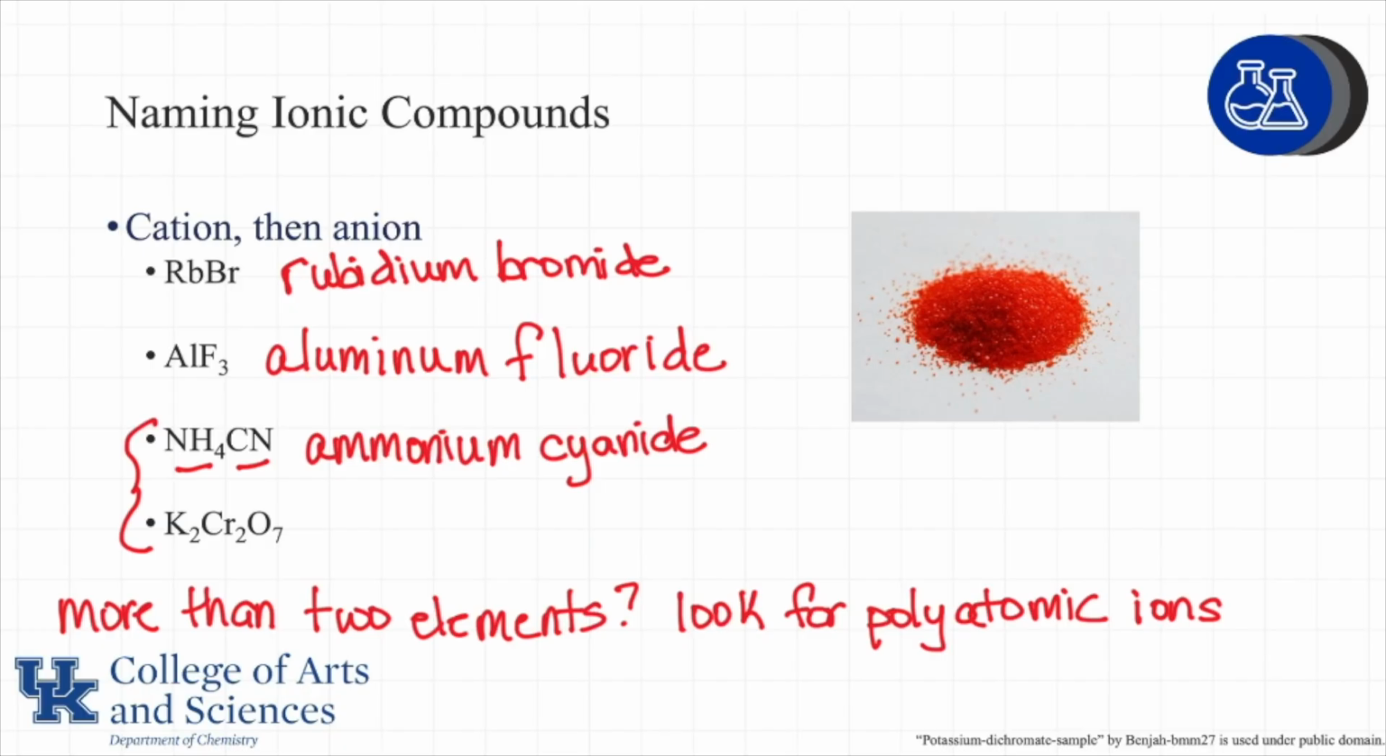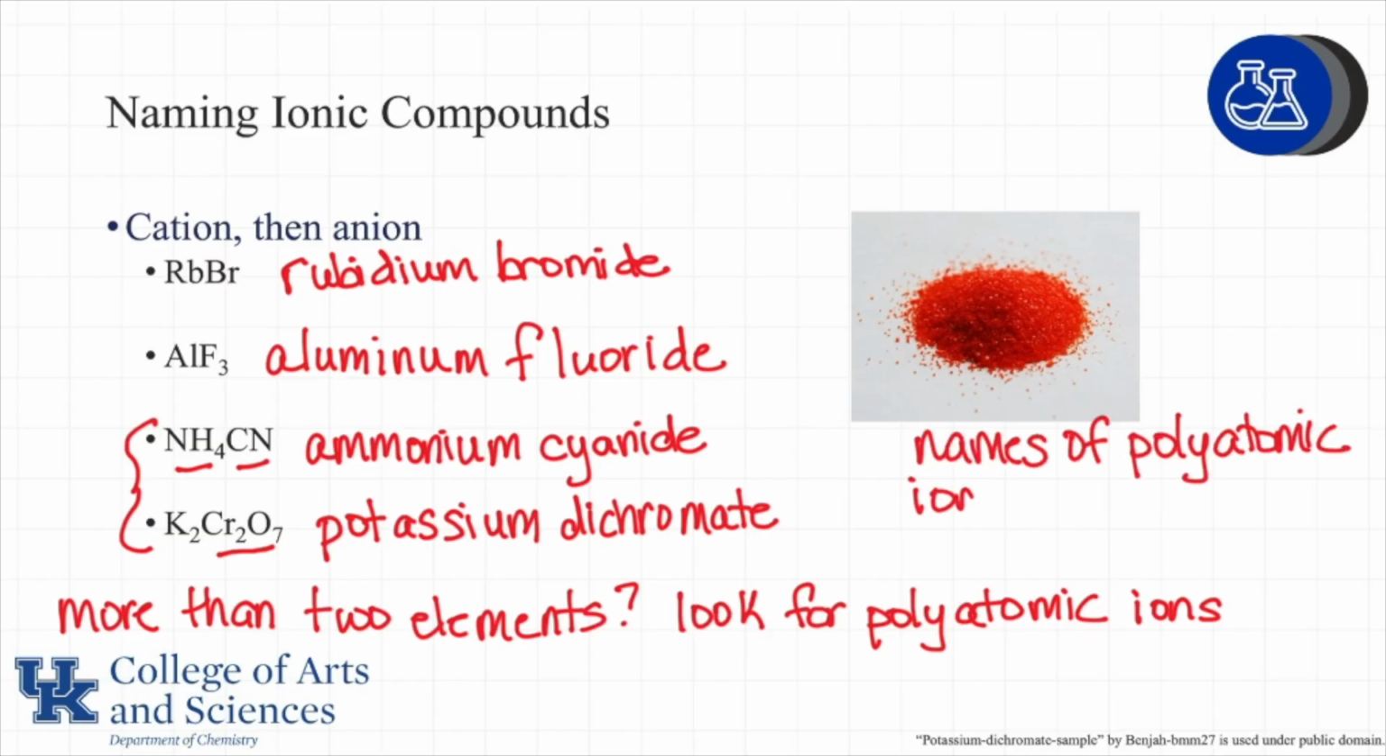Next, we have K2Cr2O7. Cr2O7 is a polyatomic ion. Potassium is a metal. We're going to name potassium. And then the name of this polyatomic ion is dichromate. Again, we do not change the ending of polyatomic ions. We use their names exactly as they are. So names of polyatomic ions are not changed in the compound's name.